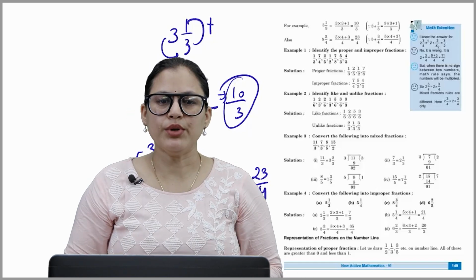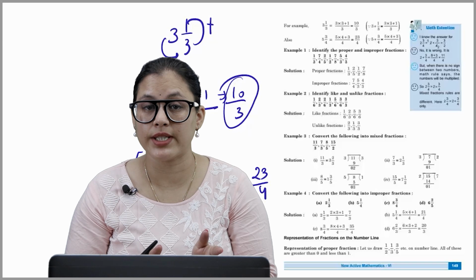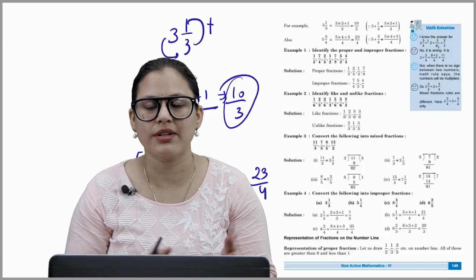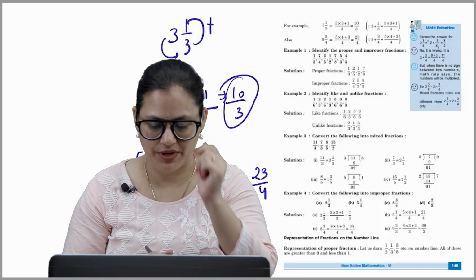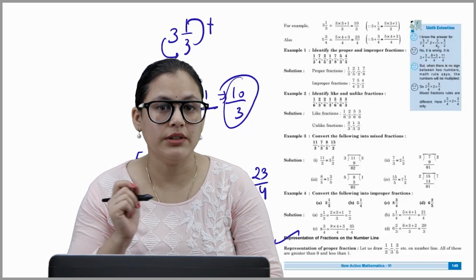Okay. Example number 2, you have to identify like and unlike fractions. See, if the denominator is the same, then the fraction is like, and if the denominators are different, then it is unlike. Okay, unlike fraction.